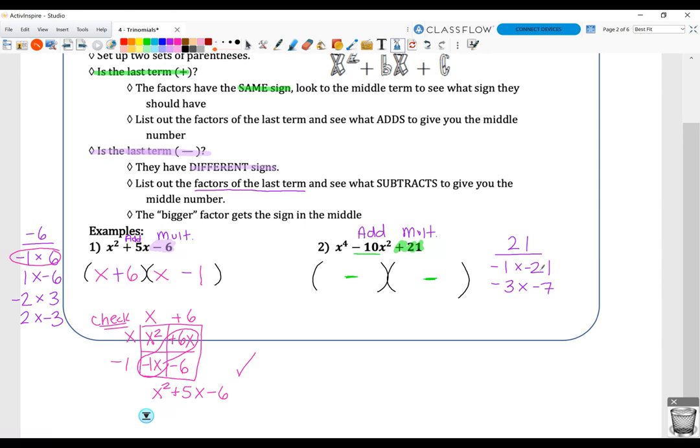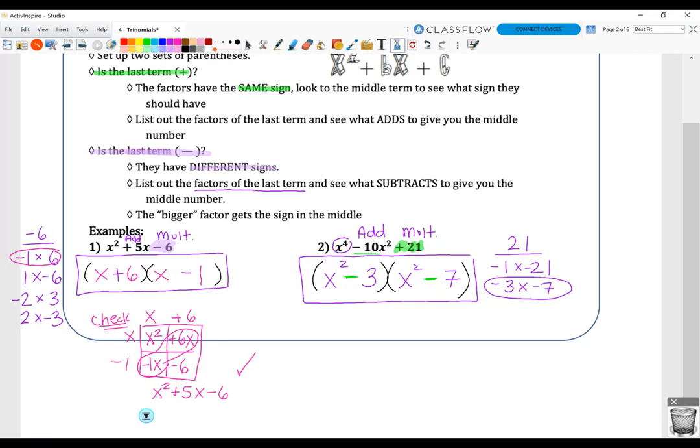Well, negative 21 plus 1 gives me negative 22. So that's not going to work. Negative 3 plus negative 7 gives me negative 10. So here are my factors. 1 gets a 3, 1 gets a 7. And then I'm going to look at my first terms. My first term is x to the 4th. If I separate that evenly, I get x squared and x squared. Here is my factored form. And again, if I wanted to, I could check it.